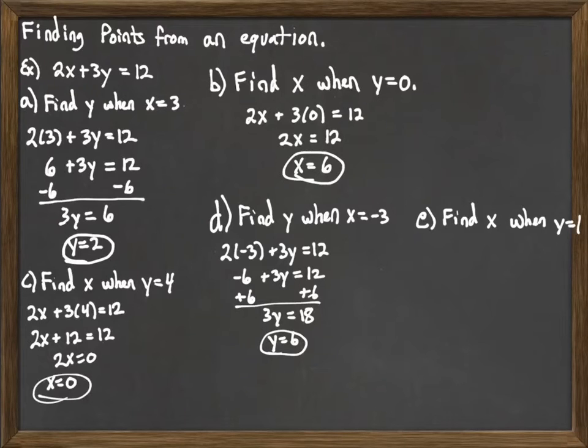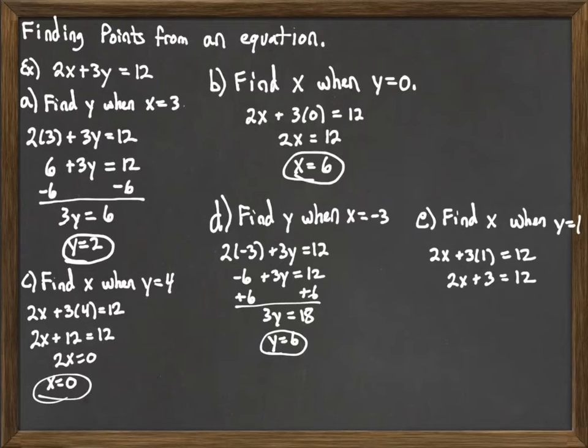Let's say that we want to find x when y is equal to 1. So this time we're again being told the y value. We're going to plug that in for y into our equation and then solve the equation for x. Doing so would give me 2x plus 3 times 1 equals 12. Then we want to simplify here: 2x plus 3 times 1 would be 2x plus 3 equals 12.